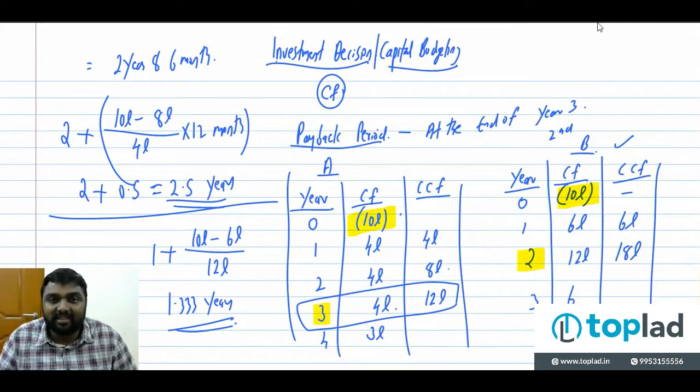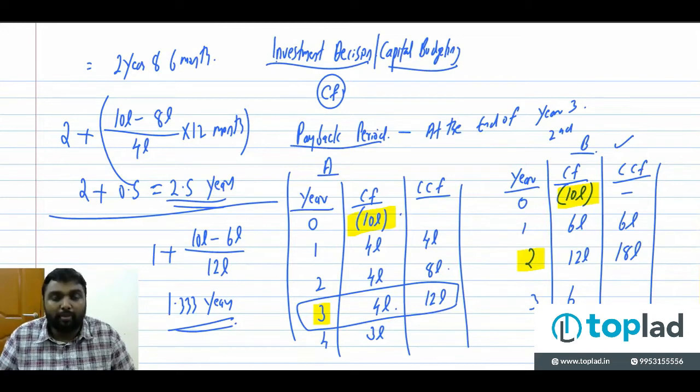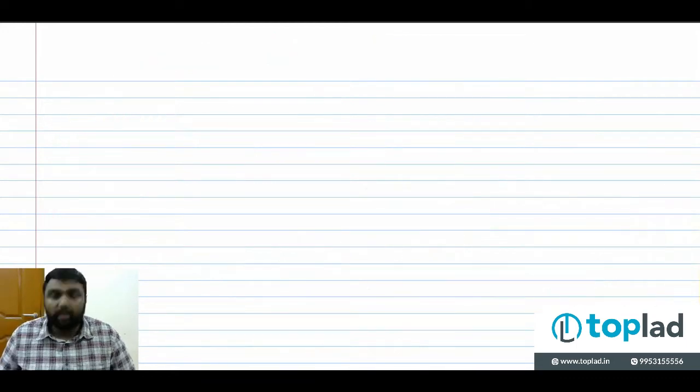1.33 years. Yes or no? So this is how we have to find out the payback period. What is the payback period decision criteria? Decision criteria under payback is: lesser the payback, better the option. Are you clear? Great. One more shortcut I will tell you.